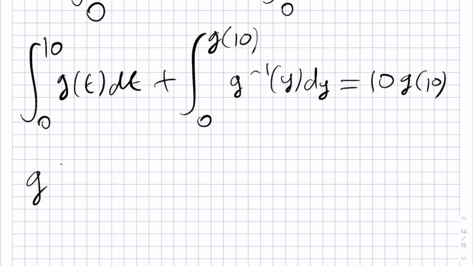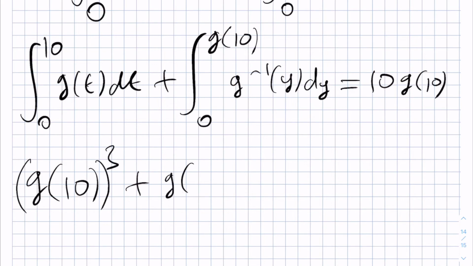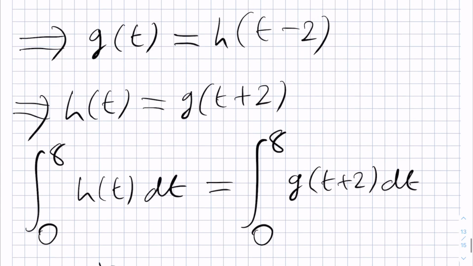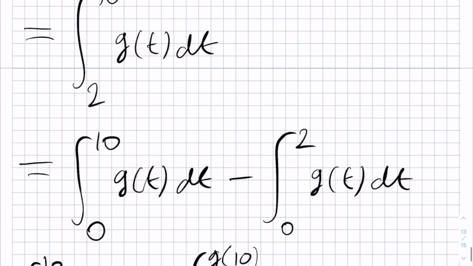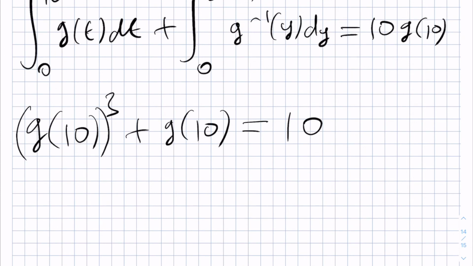g of 10 satisfies the relation g of 10 all cubed plus g of 10 is equal to 10, from the defining relation of g here. We notice that this has a simple solution of g of 10 equals 2, because 2 cubed plus 2 is 8 plus 2, which is 10.